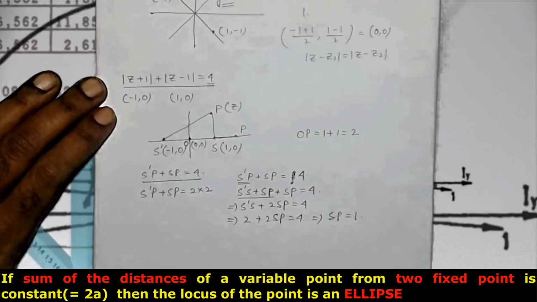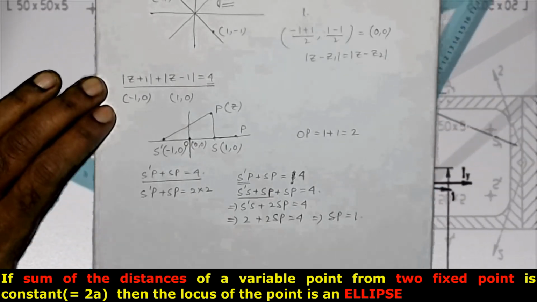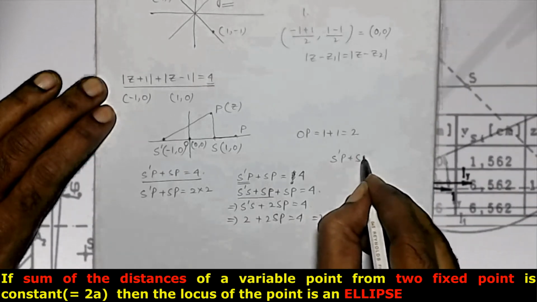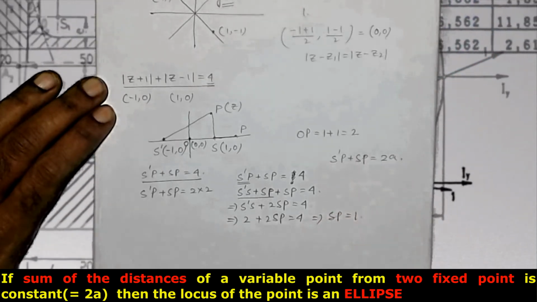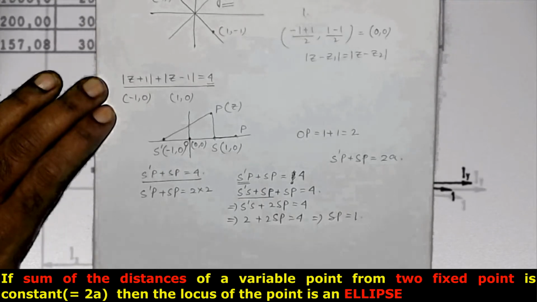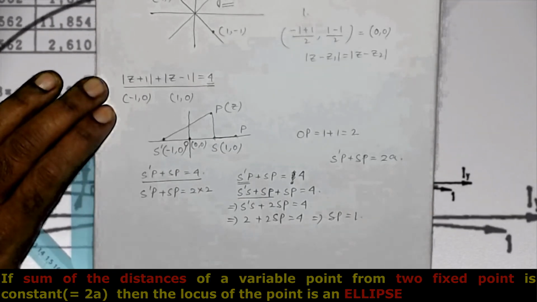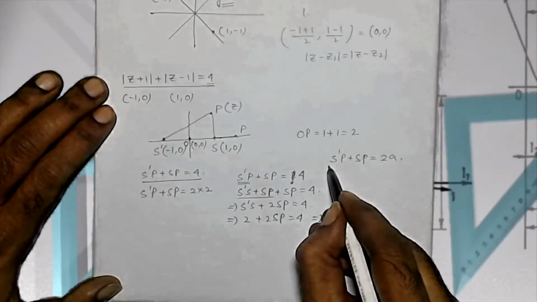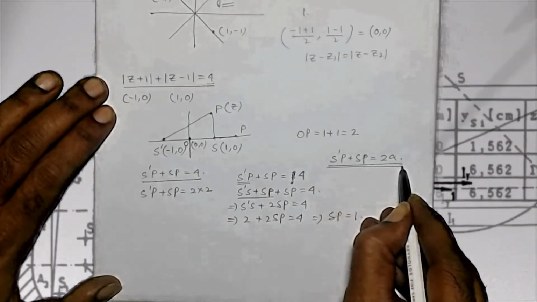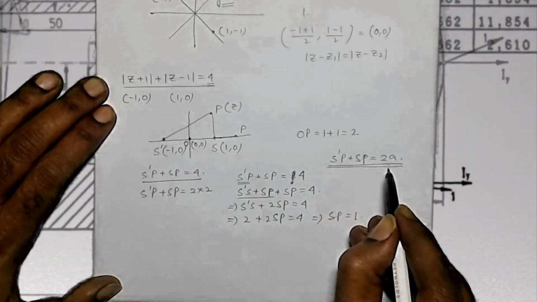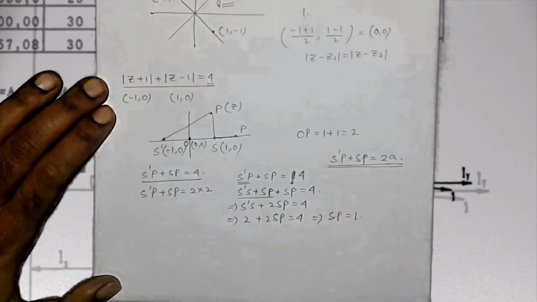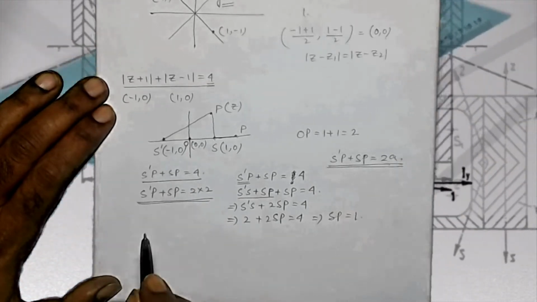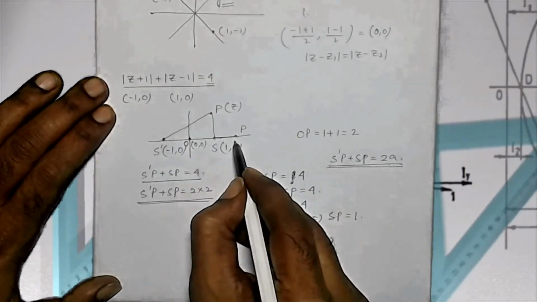And can you remember the locus of an ellipse? The locus of an ellipse is when S dash P plus SP becomes twice of A. A comma 0 is the coordinate of one of the vertices. The other vertex will be minus A comma 0. So whenever S dash P plus SP is 2 times A, then we always say that the locus of that point is an ellipse.